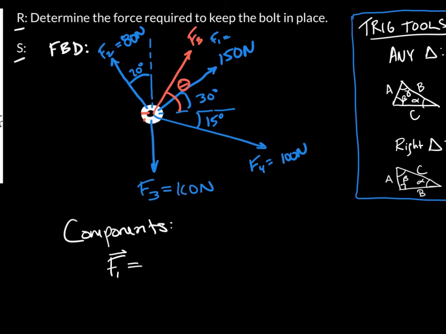In this case, we're on an x, y coordinate system, and the z is unimportant because this is a 2D problem. So for F1, I'm going to draw my first component in the x direction, right here, and the next component is going to be in the y direction, so this will be Fy1 or F1y.